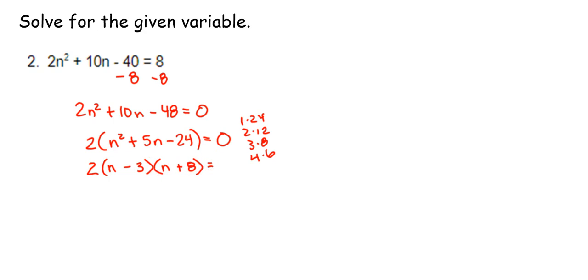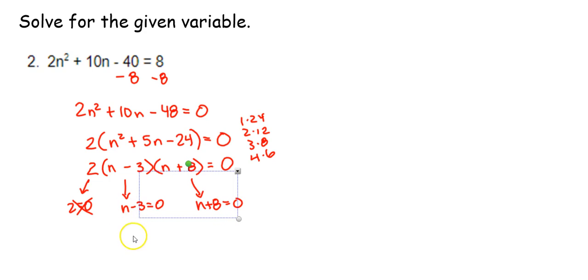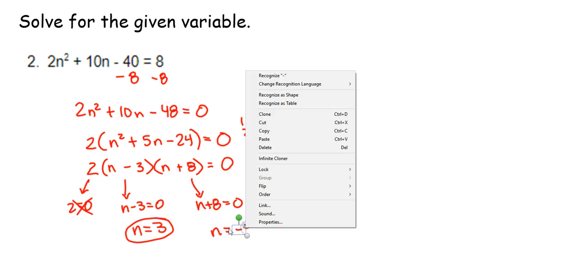So there's my factored form, and then from here it's zero product property. So we've got a bunch of stuff multiplied together, it's equal to 0, so one of those things has to be 0. So either 2 is 0, which makes no sense, or n minus 3 is 0, which is one possibility, and then another possibility is n plus 8 equals 0. Go through and solve. We want an explicit answer for n, so solve it. So n equals 3 is one option, or n equals negative 8 is the other option.